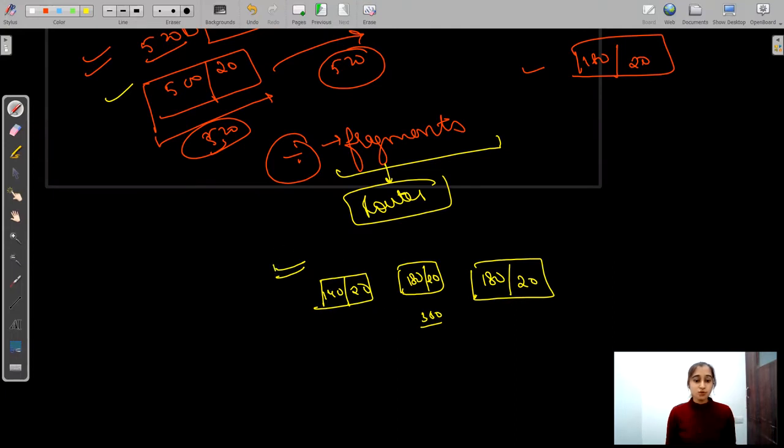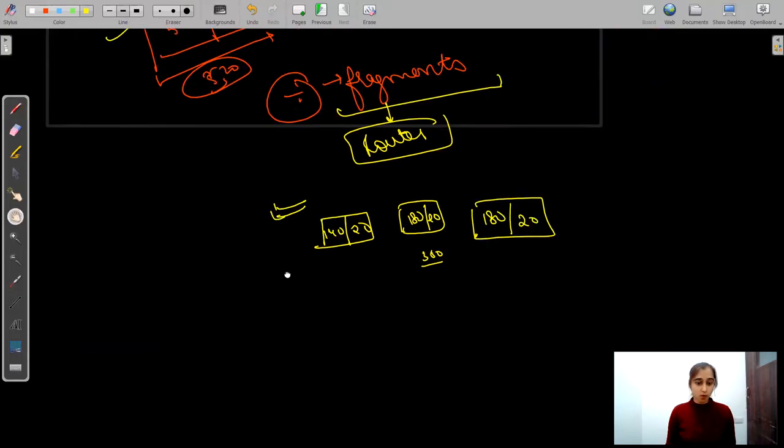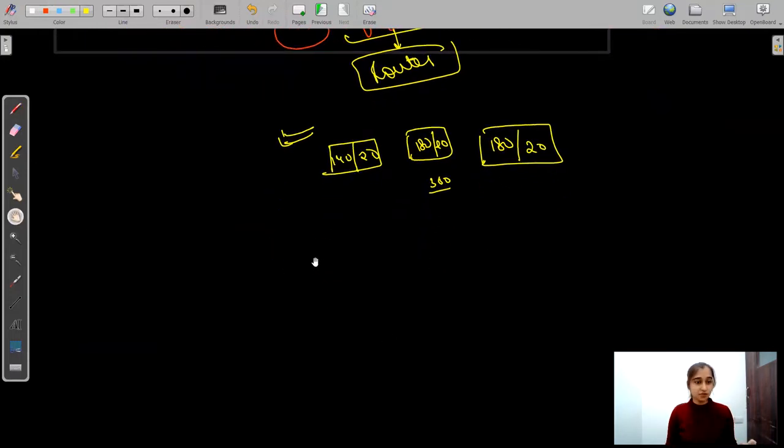So the router divides a datagram into fragments because the maximum transmission unit of the destination is less than that of the host. Okay, we have understood why we need fragmentation.